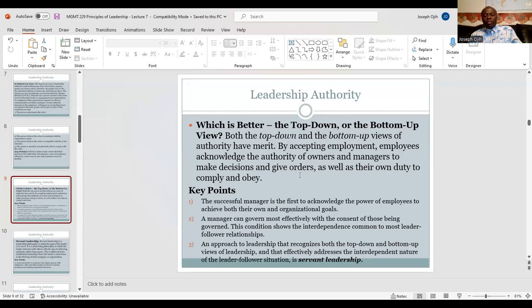Now, a successful manager is the first to acknowledge the power of employees to achieve both their own goals and the goals of the organization. So when a manager is effective, that means that he or she can govern most effectively with the consent of those being governed. It is always better to be in charge and make the employees do what you want them to do through their own volition, by convincing them to do it voluntarily.